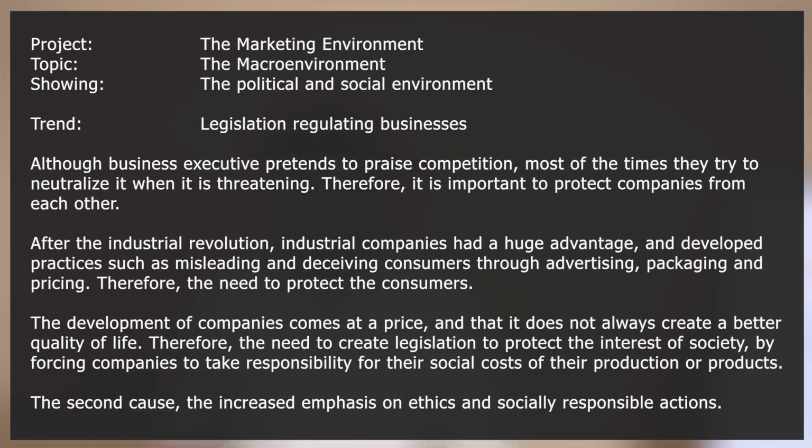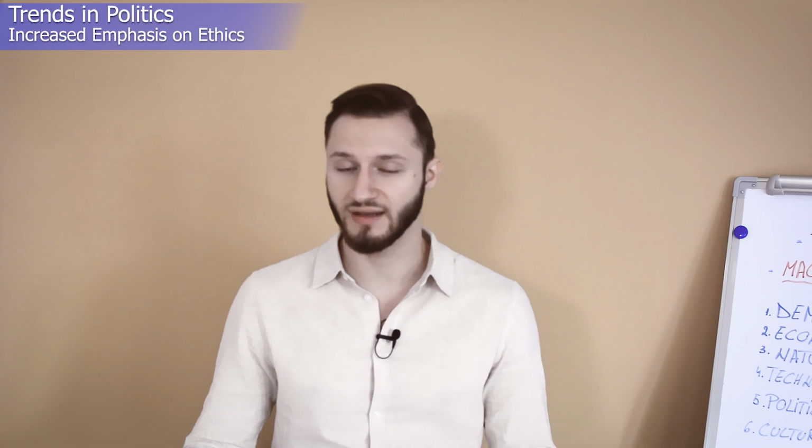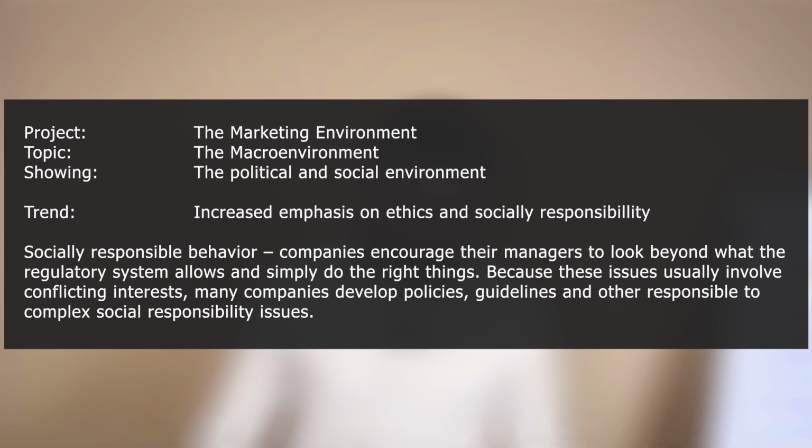And the second cause is the increased emphasis on ethics and socially responsible actions. This trend actually developed because most of the time the rules and the laws we have at the moment are very hard to enforce, and many times the marketeers also got used to them and they know how to abuse them. Socially responsible behavior means companies encourage their managers to look beyond what the regulatory system allows and simply do the right things. Because these issues usually involve conflicting interests, many companies develop policies and guidelines to deal with complex social responsibility issues.